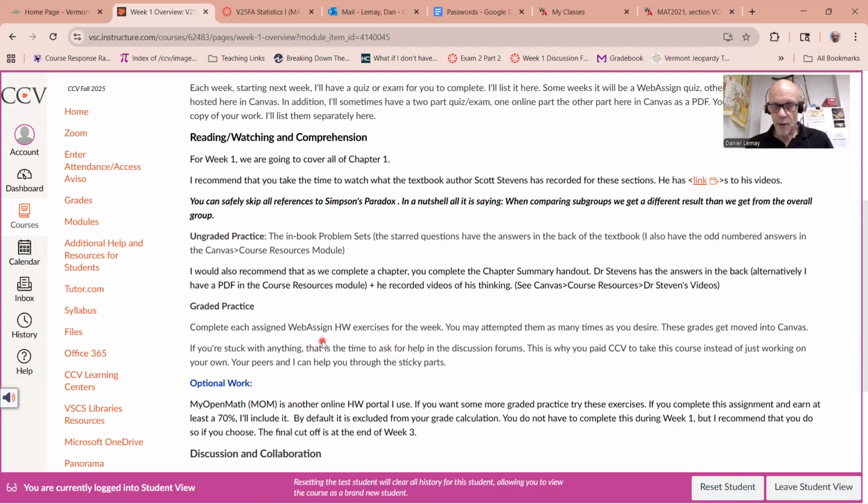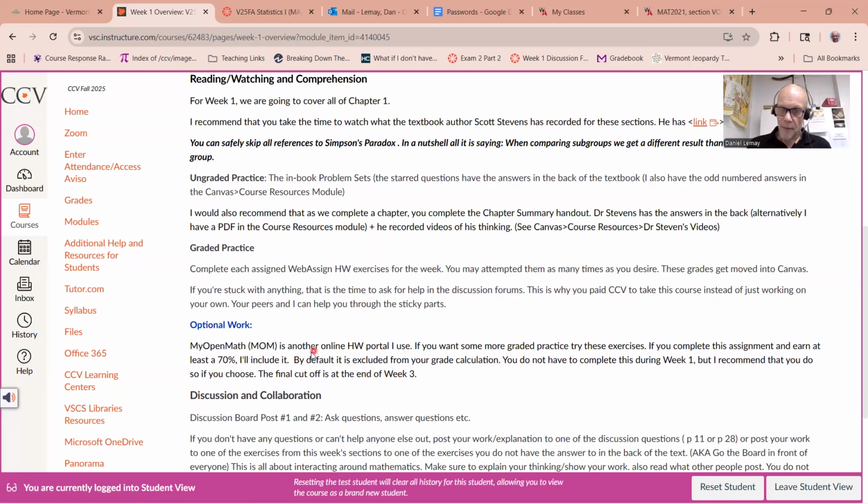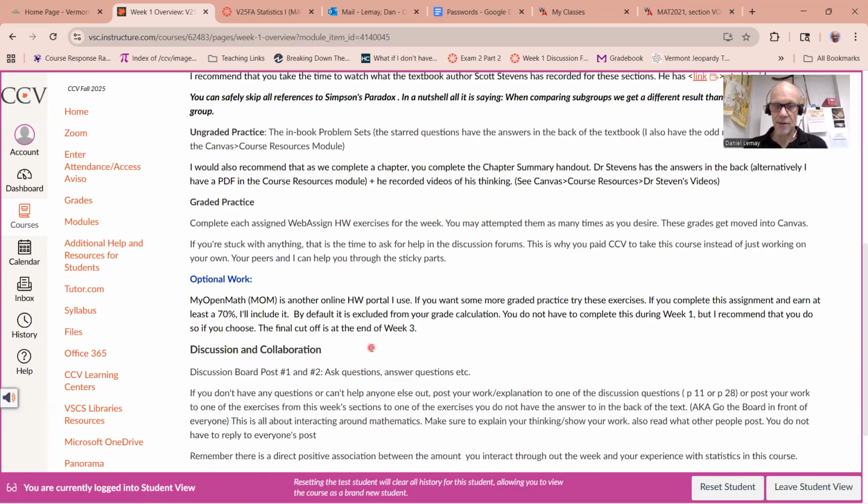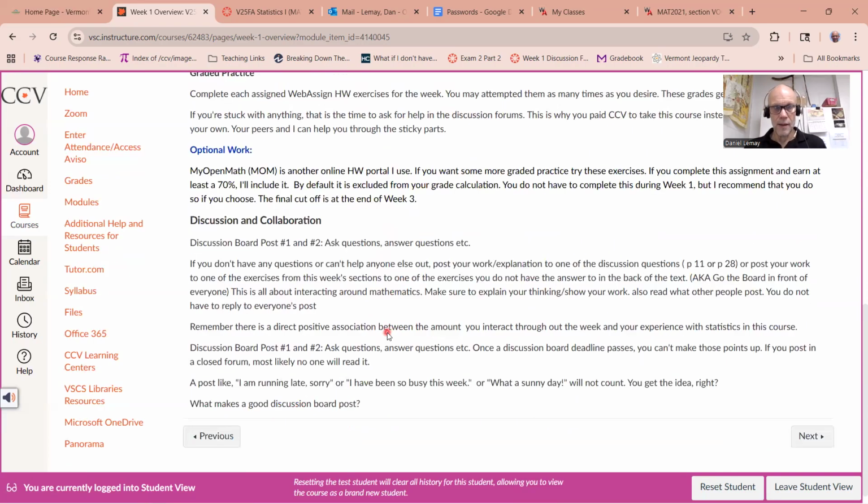And then you get some work you've got to do out at WebAssign. You can do the work out at MyOpenMath if you want. Last semester I had probably half the class do those, and they all did well. And then for the discussion forum, I'm changing this up as we speak, you only have to do one post each week.